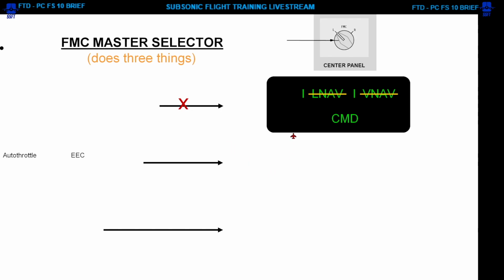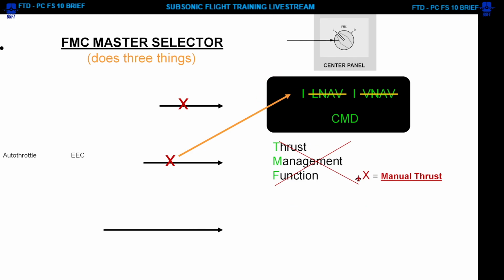The left FMC will also give information to the EECs. So if the left FMC fails, the auto throttle is going to be lost. That's the thrust management function part of the flight management computer, and the auto throttle is in that part of the FMC. So if you lose the left FMC, you're going to lose the auto throttle as well. That's why this goes blank, and you'll hear the beep, beep, beep, beep. And then, of course, we're in manual thrust at that point.